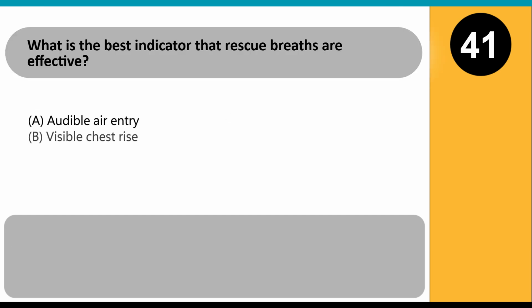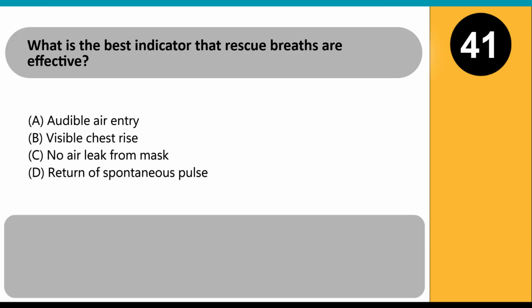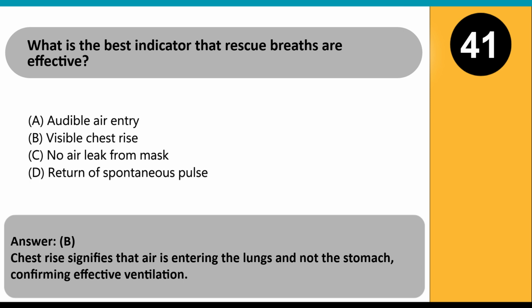What is the best indicator that rescue breaths are effective? A. Audible air entry. B. Visible chest rise. C. No air leak from mask. D. Return of spontaneous pulse. Answer: B. Chest rise signifies that air is entering the lungs and not the stomach, confirming effective ventilation.